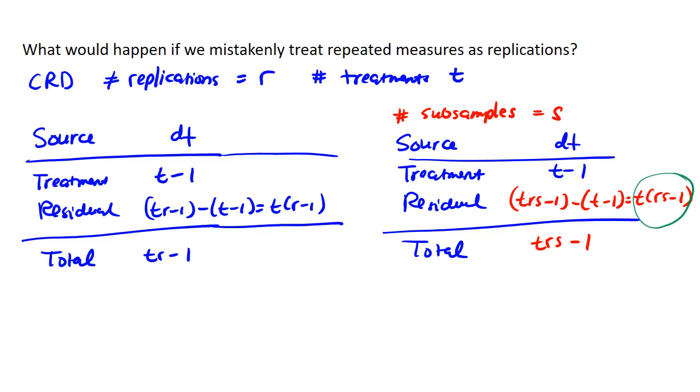because this is larger than this. If the sum of squares of residual is almost the same, the error mean square for the pseudo replication is smaller than what it should be. Therefore, the F statistic from the pseudo replication analysis is overestimated.